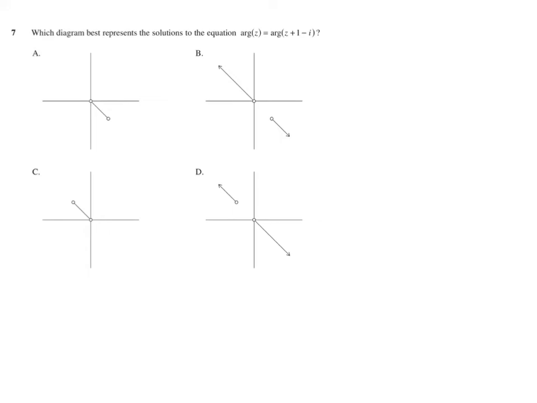In this video, I'm going to explain to you HSC year 2018 Mathematics Extension 2, question number 7 and 8. Question number 7 is about a complex number. The question asks you to locate all the complex numbers Z with the property that the argument of Z is equal to the argument of Z plus 1 minus i.